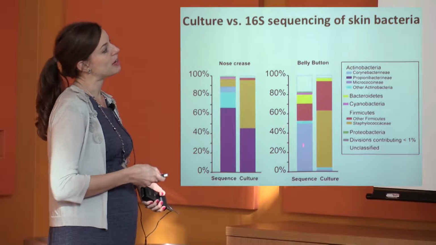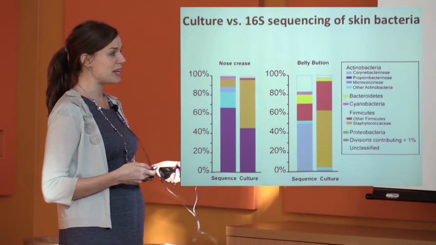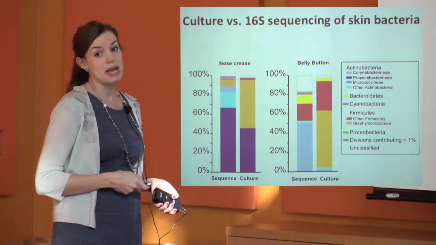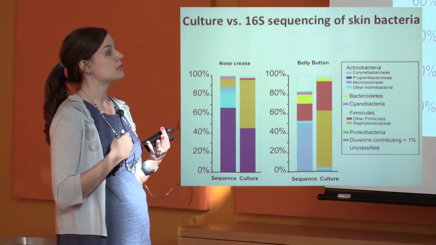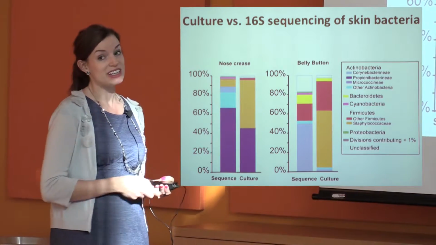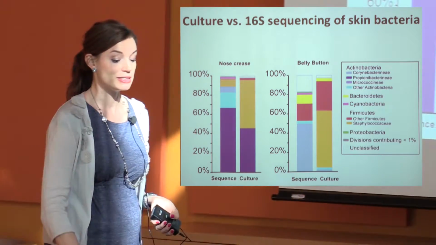In the belly button, you get a much different picture from sequence and culture. And this made sense to us because this light blue bacteria, Corynebacteria, is very fastidious and difficult to grow under culture conditions, whereas Staphylococcus is what we would consider a lab weed. It grows very easily.